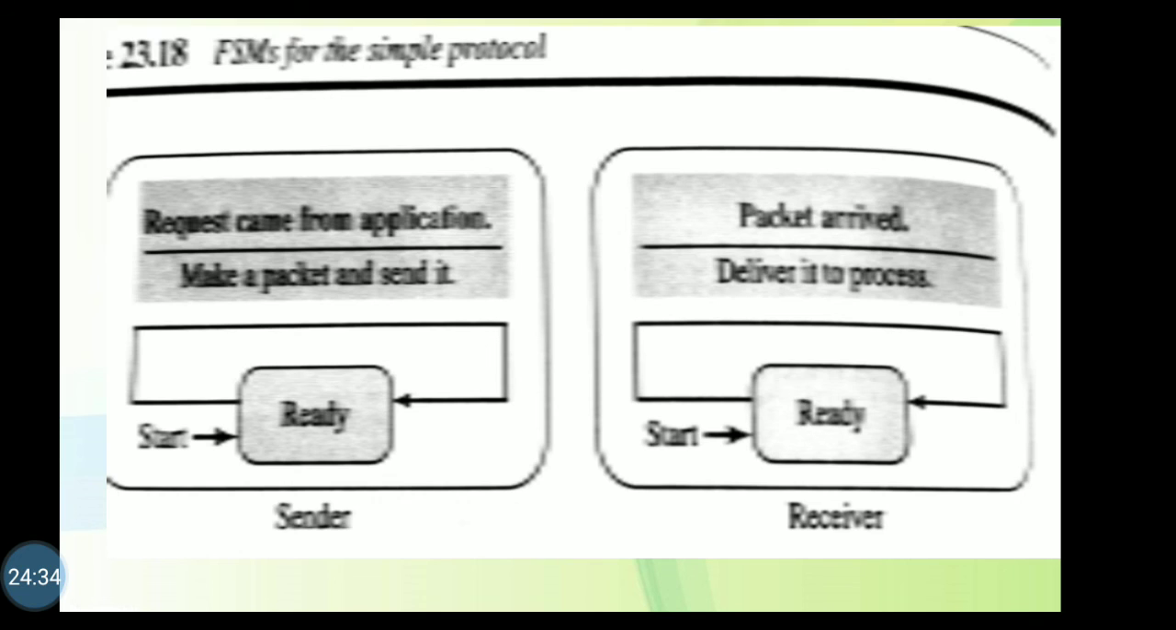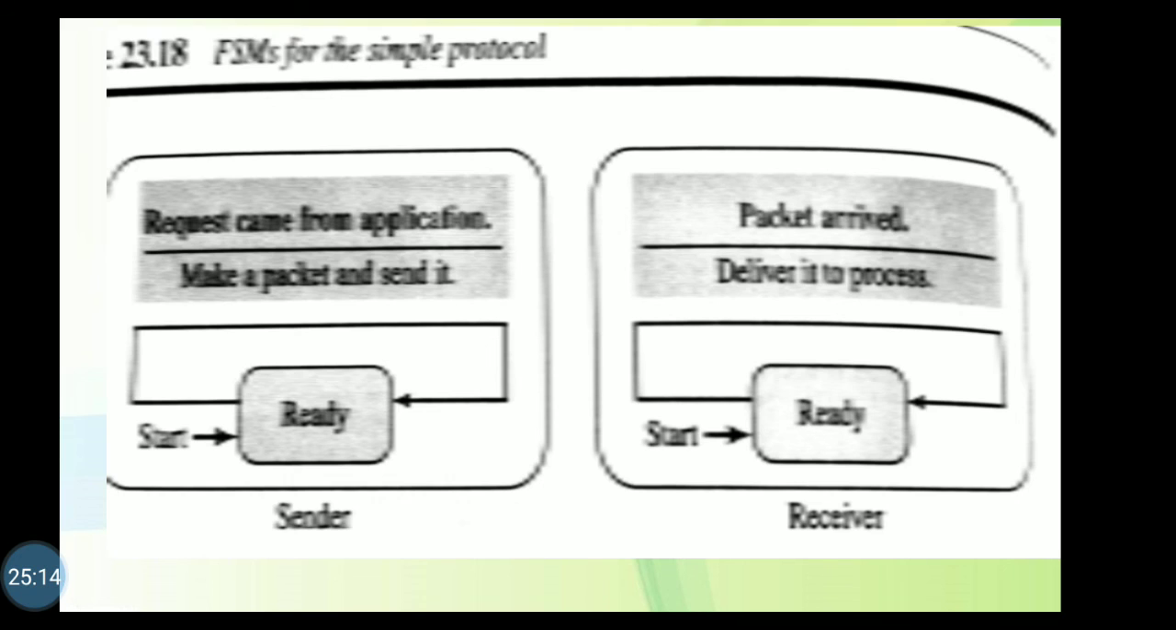So this is the FSM for the simple protocol. Each FSM has only one state, the ready state. The sending machine remains in the ready state until a request occurs. Then the sending machine encapsulates the message in a packet and sends it to the receiving machine. The receiving machine remains in the ready state until a packet arrives from the sender. When this event occurs, the receiving machine decapsulates the message out of the packet and delivers it to the process at the application layer. UDP protocol is a slight modification of this.